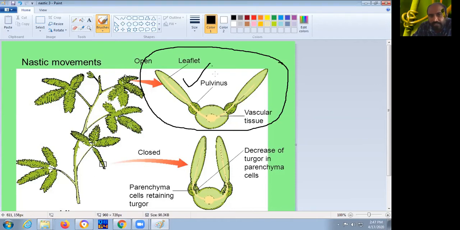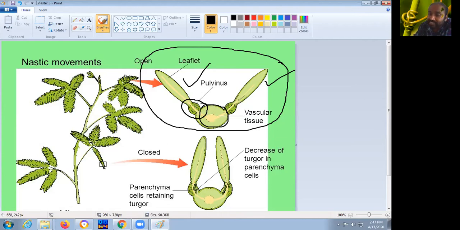Now this is one leaflet and this is another leaflet. This leaflet is of course connected to the vascular tissue, that is xylem and phloem. Here, at the junction between the xylem and phloem, you have a specialized cell called Pulvinus. This Pulvinus is a specialized cell present between the leaflet and the vascular tissue.